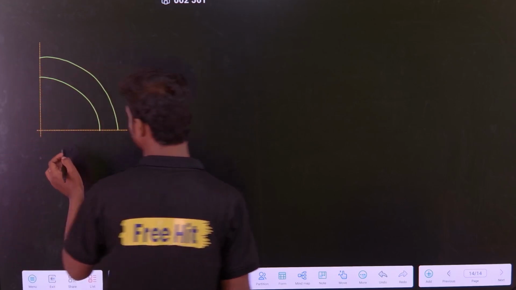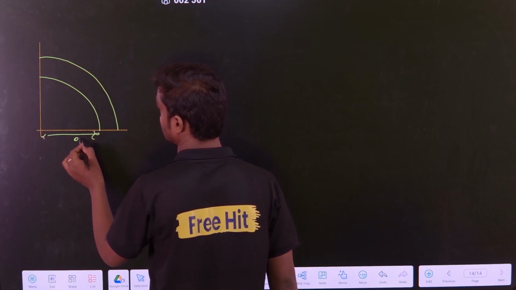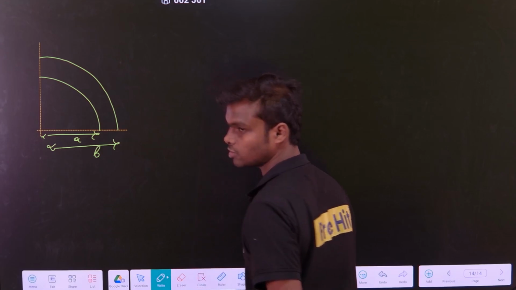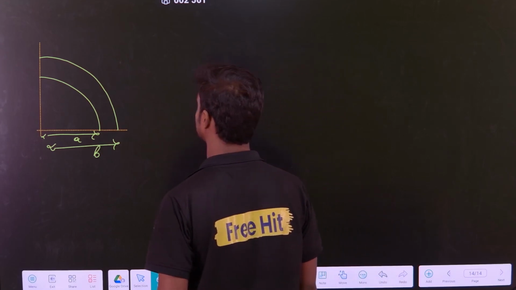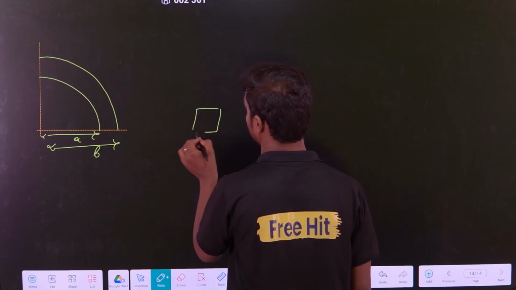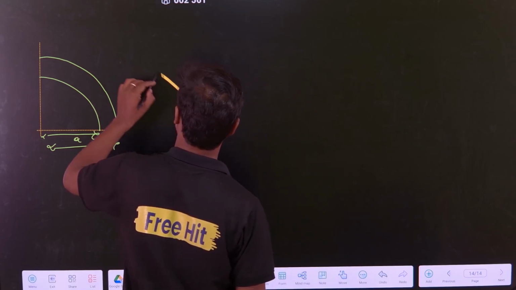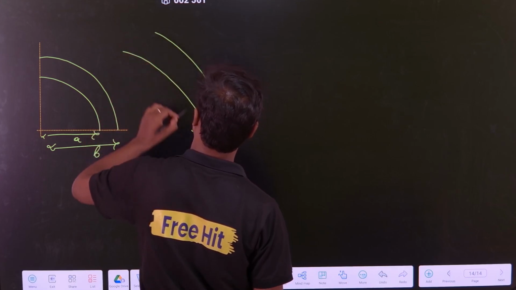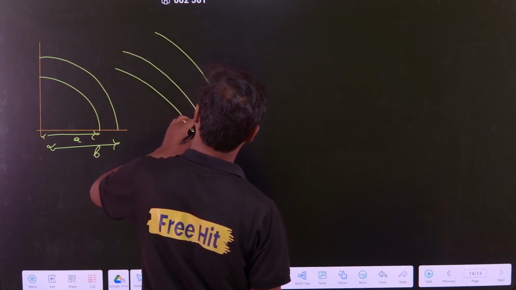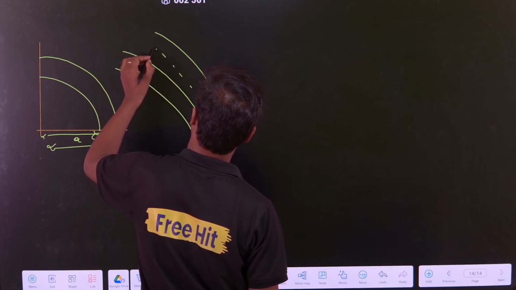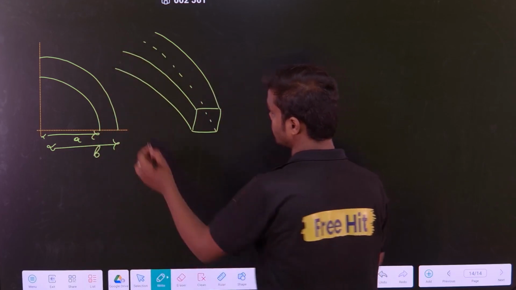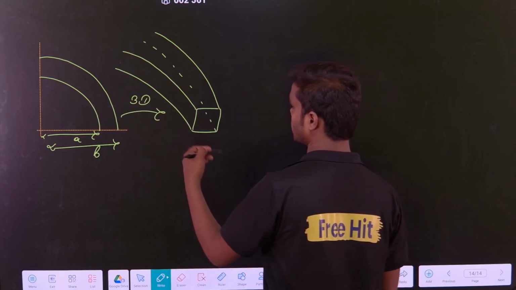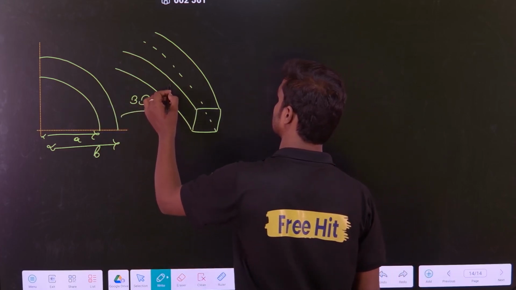I'm taking the same question. This is A, this is B. Okay, I hope now you get the point. Let me draw this in 3D also. Basically, the diagram is like this. This diagram is in 3D, and now the current is going like this.